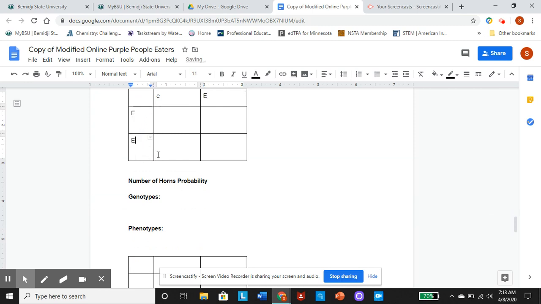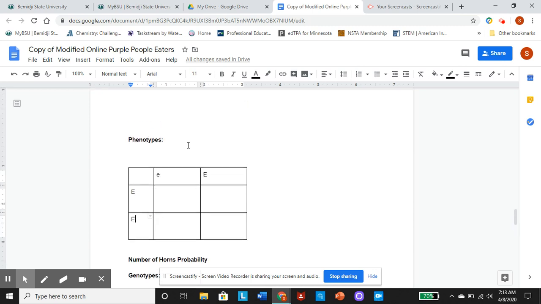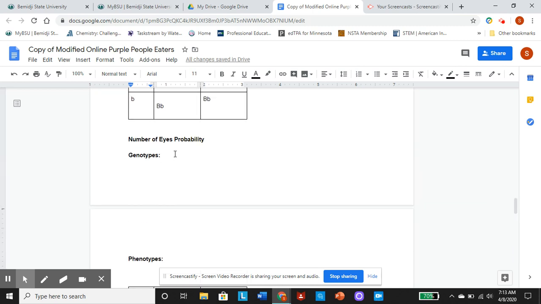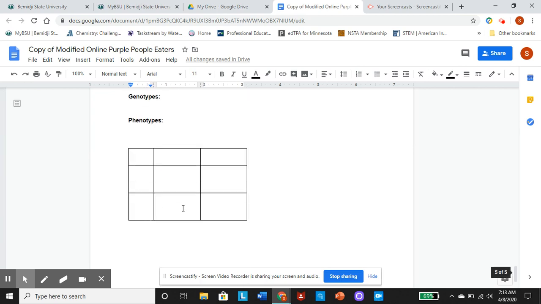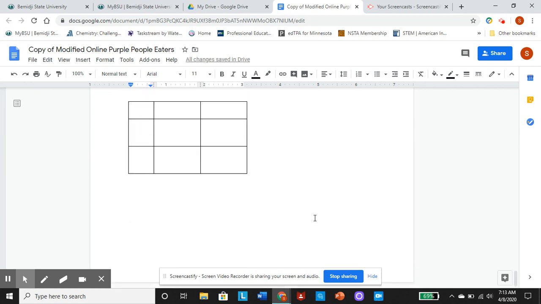Just like that. And then you cross them, figure out your genotypes, figure out the percentages expressed, figure out your phenotypes and the percentages expressed. So this one looks like, again, they will all express one eye if you just kind of guesstimate it, but fill it out, and then you guys do that all the way down. And that's it.